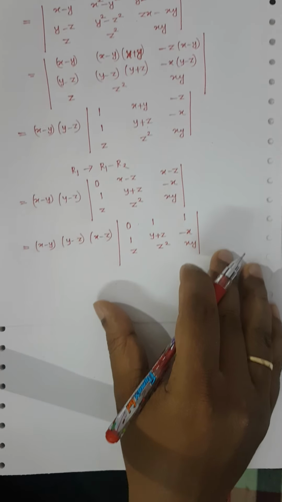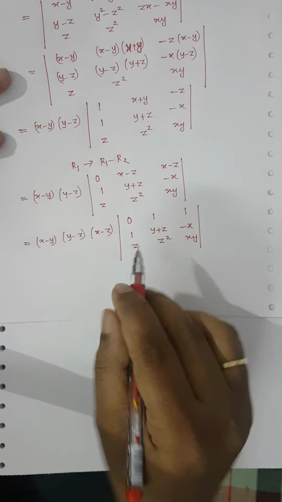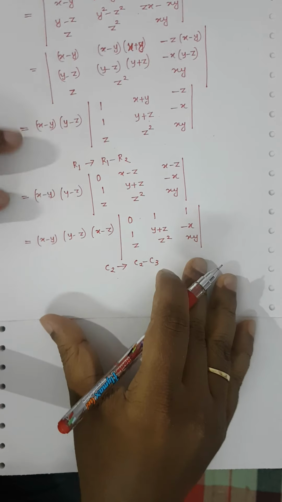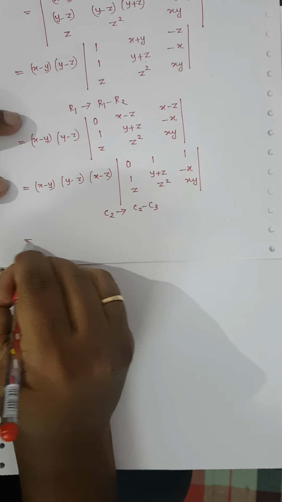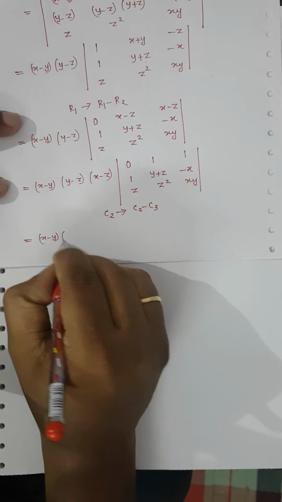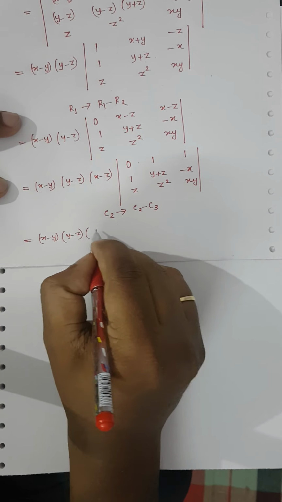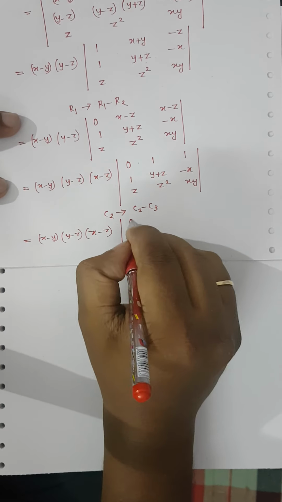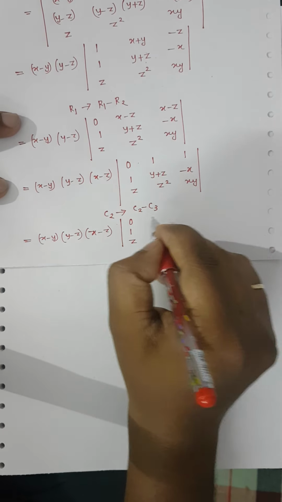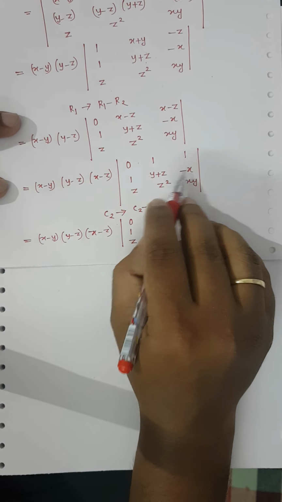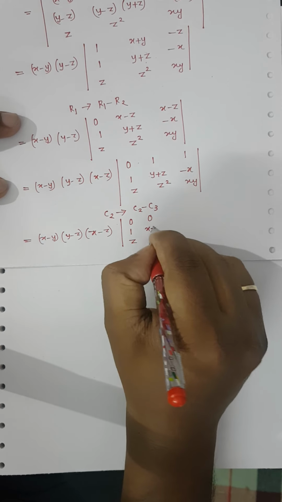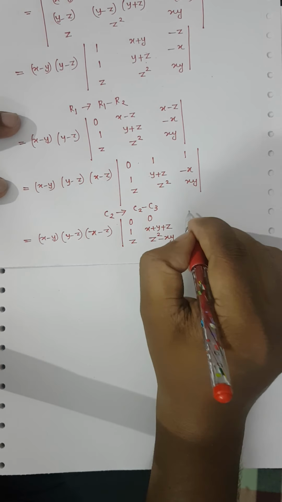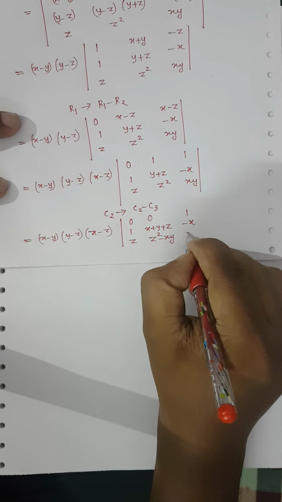Now it's time to make this 0. If I write column 2 changes to column 2 minus column 3, I will get the product of the factors x minus y into y minus z into x minus z, times the determinant: 0, 1, 1 in row 1; 1, then 1 minus 1, 0, and y plus z plus x, which is x plus y plus z in row 2; and row 3 is z square, minus xy, xy.